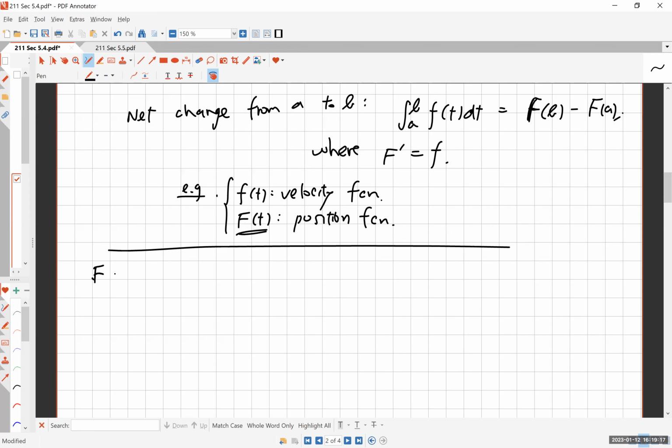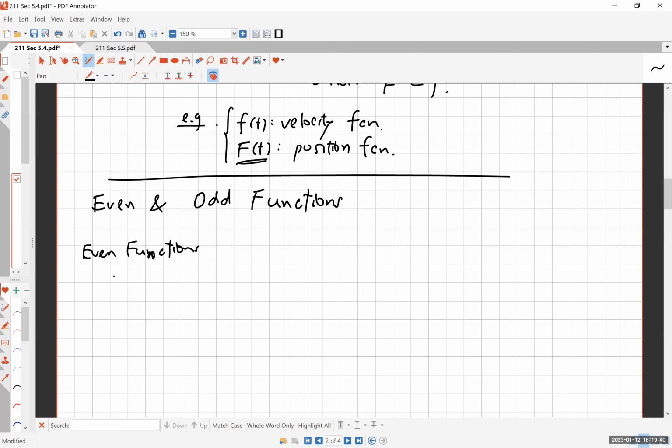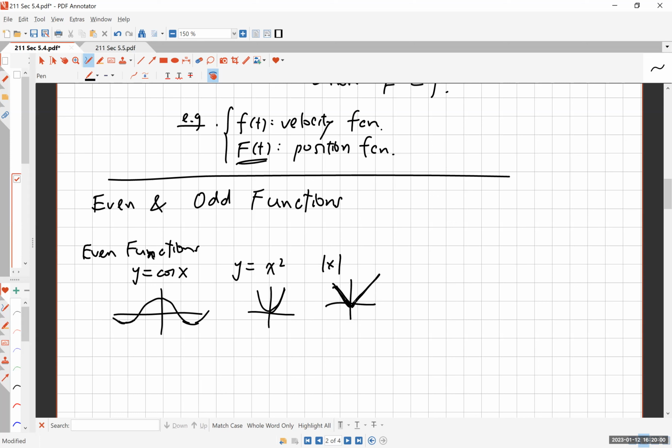All right, the last thing I want to say before we close section 5.4 is the integrals of even and odd functions. Remember the symmetries associated with these types of functions. Okay, so an even function, can you come up with some even functions? Cosine of x. Yes, that is an even function. Basically, the right and left hand side look exactly the same, right? X squared, that's an even function. What else? Absolute value of x, that's also an even function, even though that's not differentiable at 0. That's okay, that's still an even function, and it's continuous, right?